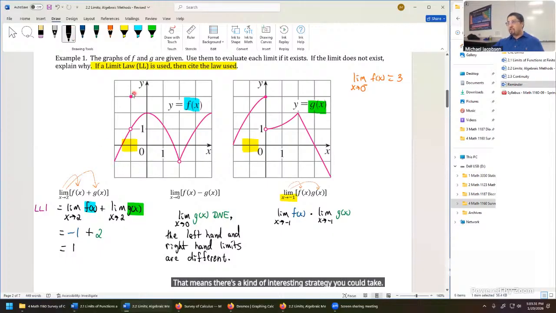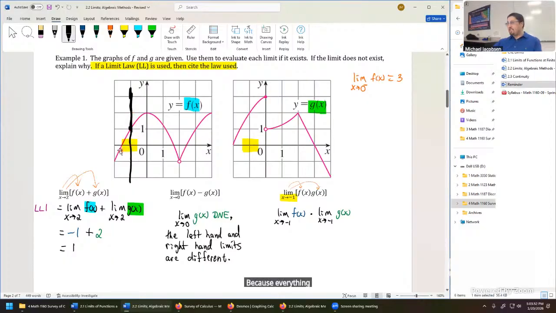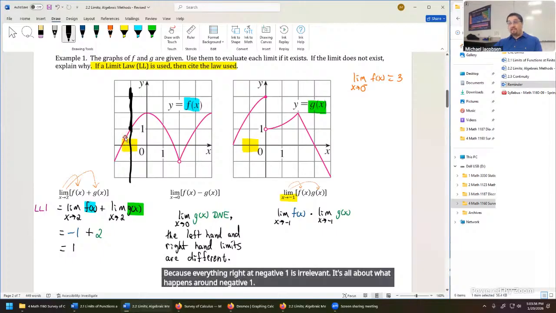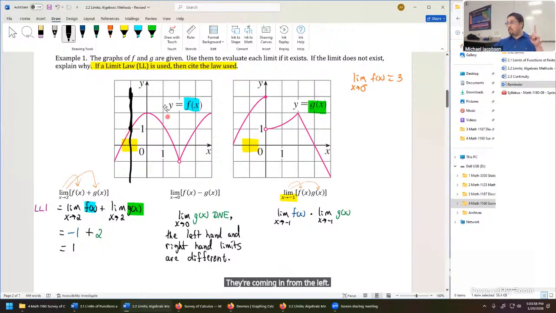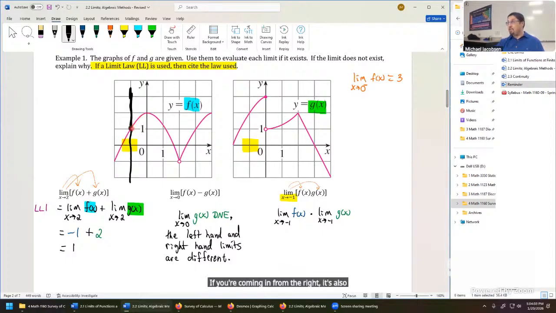If this dot right here kind of distracts you, you could take a thin vertical strip or maybe a string, something like that, and just override everything right over here. Just hide this information from your eyes, because everything right at -1 is irrelevant. It's all about what happens around -1. If you're coming in from the left, it's getting closer and closer to +1. If you're coming in from the right, it's also getting closer and closer to +1.